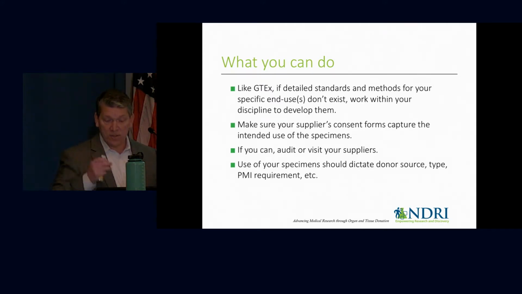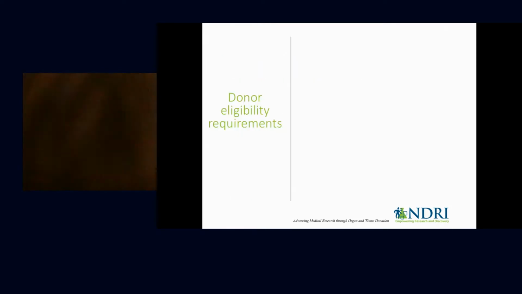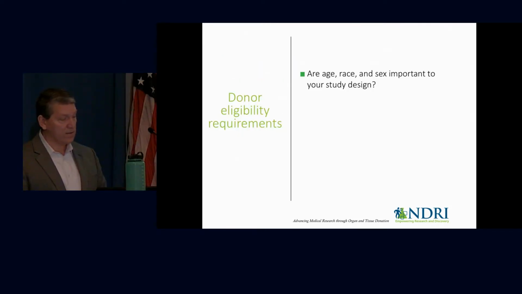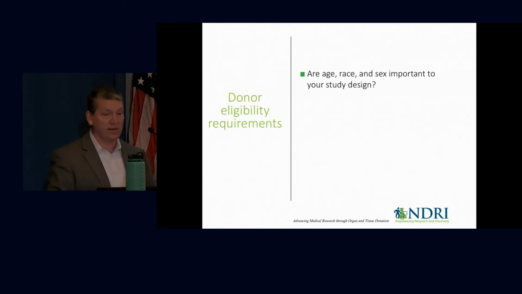Use of your specimens should dictate your donor source type, PMI requirements, etc. Again, designed with the end in mind. Consult your sourcing partner when planning your study. Some of the questions that we will ask is, again, I come back to donor eligibility. Are age, race, and sex important to your study design? Think about that.